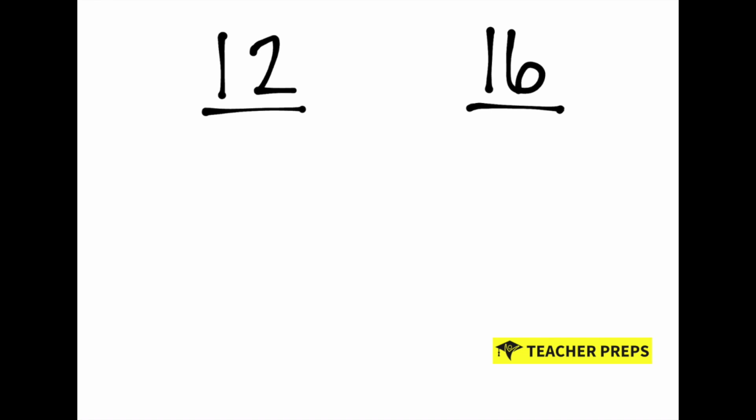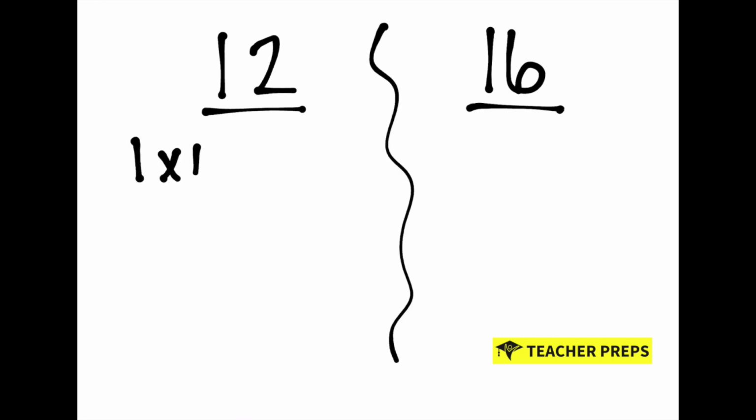Step 1 is to find all the factors. So let's recall what a factor is. Factors are numbers that we can multiply together to get another number. So for example, 1 and 12 are factors because together when you multiply them, you get a product of 12.